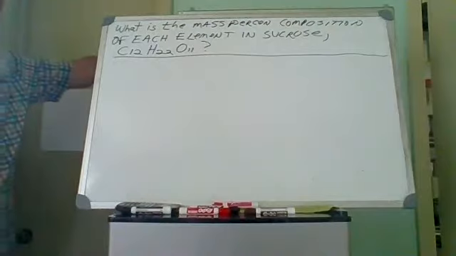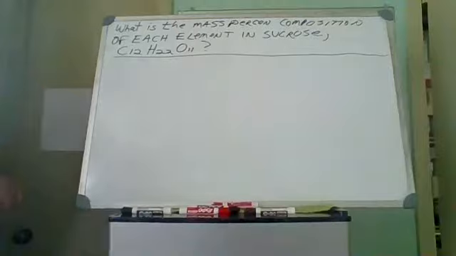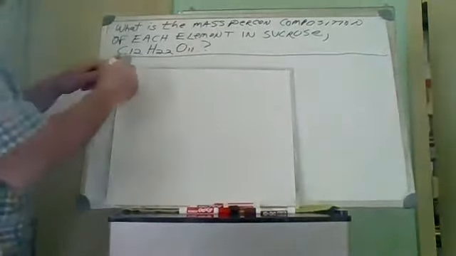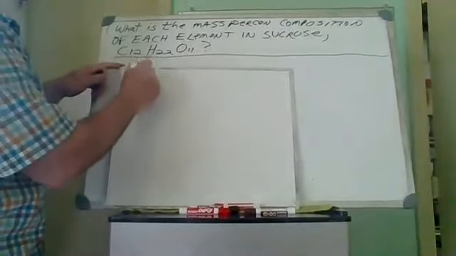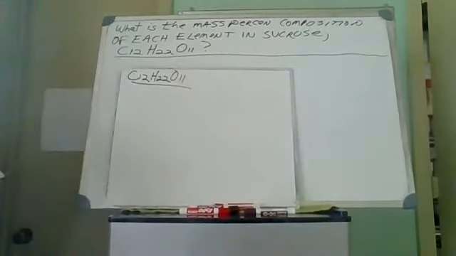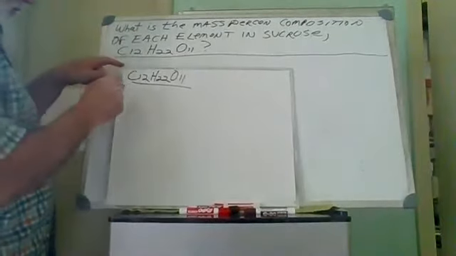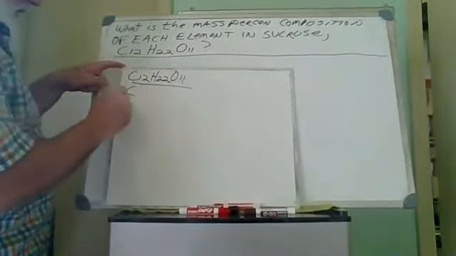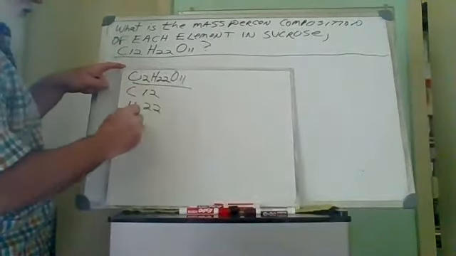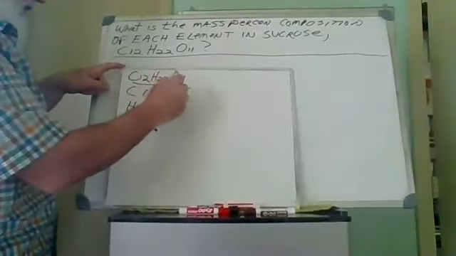Now we know we're going to need the molar mass, so I'm going to get out the little board here. Let's write down the molecular formula. Remember, molecular compounds have molecular formulas; ionic compounds have formula units, but they are both chemical formulas. So carbon, hydrogen, and oxygen: C12H22O11. This one I don't need to grab the periodic table for.